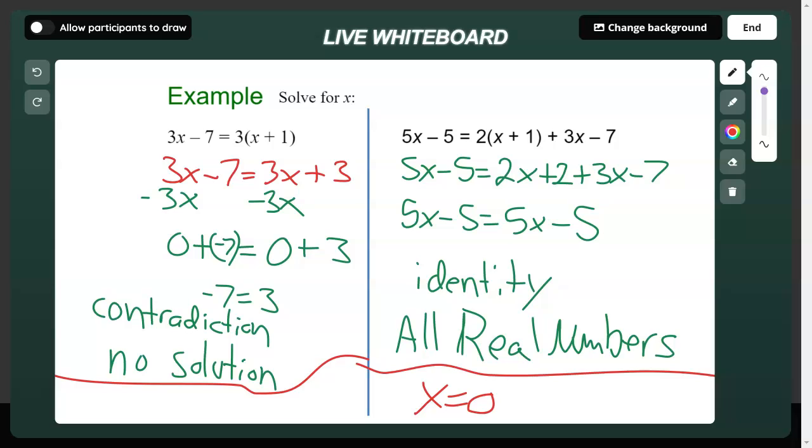So for the love of all that is good and holy, guys, listen, because I guarantee one of you is going to make this mistake. If you get x equals 0, that's fine. X is allowed to be 0. 0 is a number. Okay?